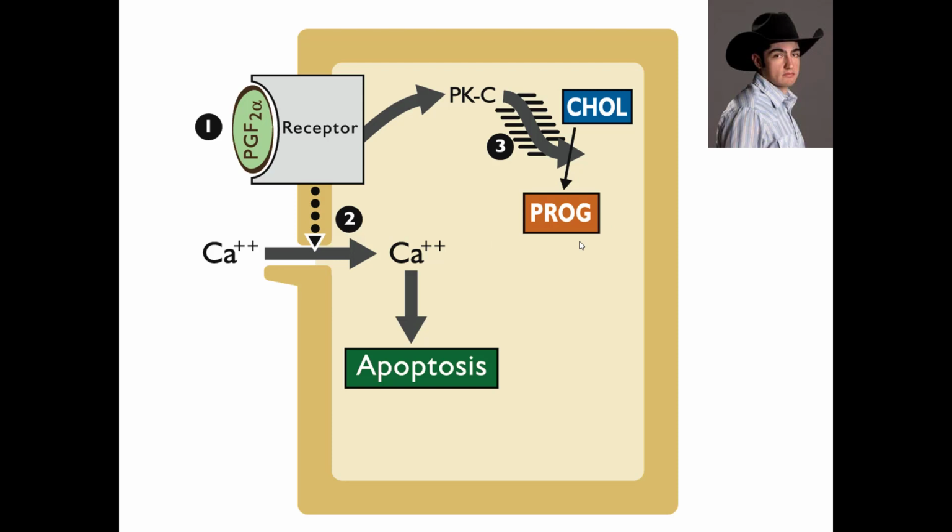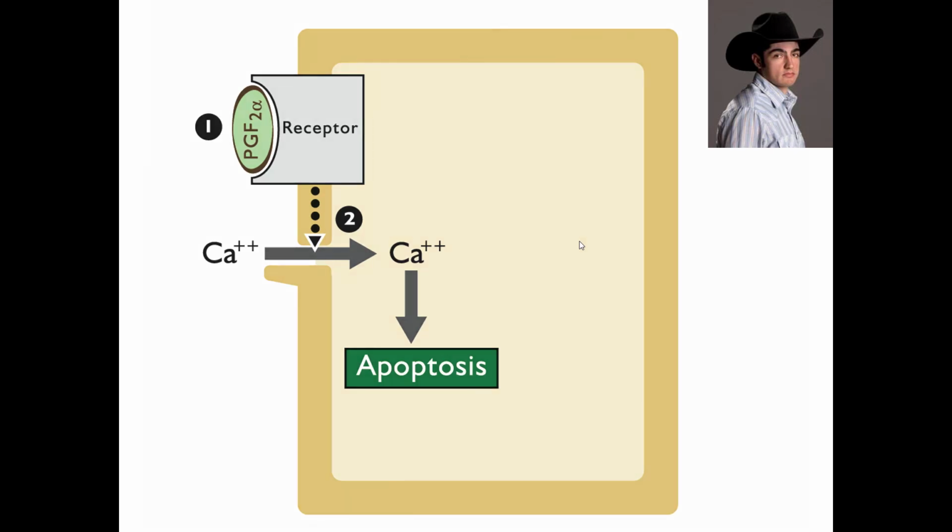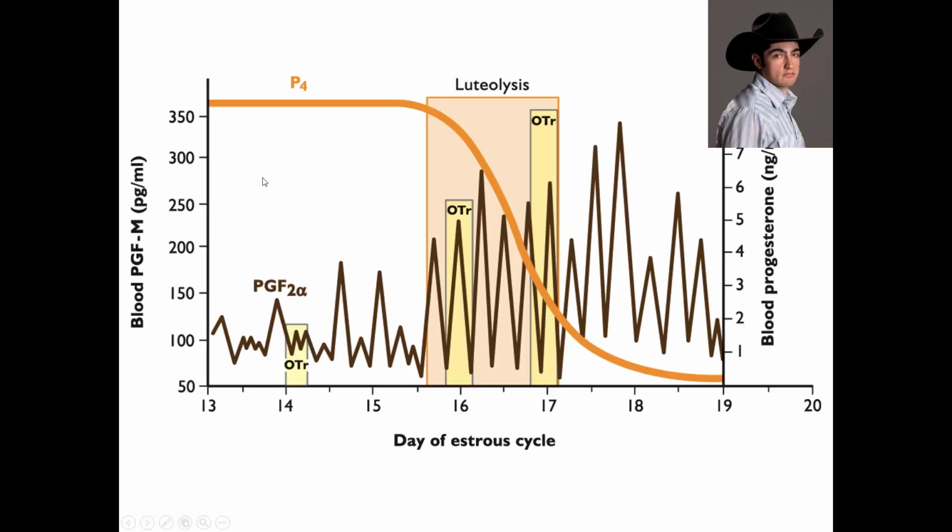And so we're going to see a decrease in progesterone, and we're going to see that cell start to die all at the same time. That's what's happening at the cellular level during this luteolysis process here. So I just wanted to bring those concepts together for you.